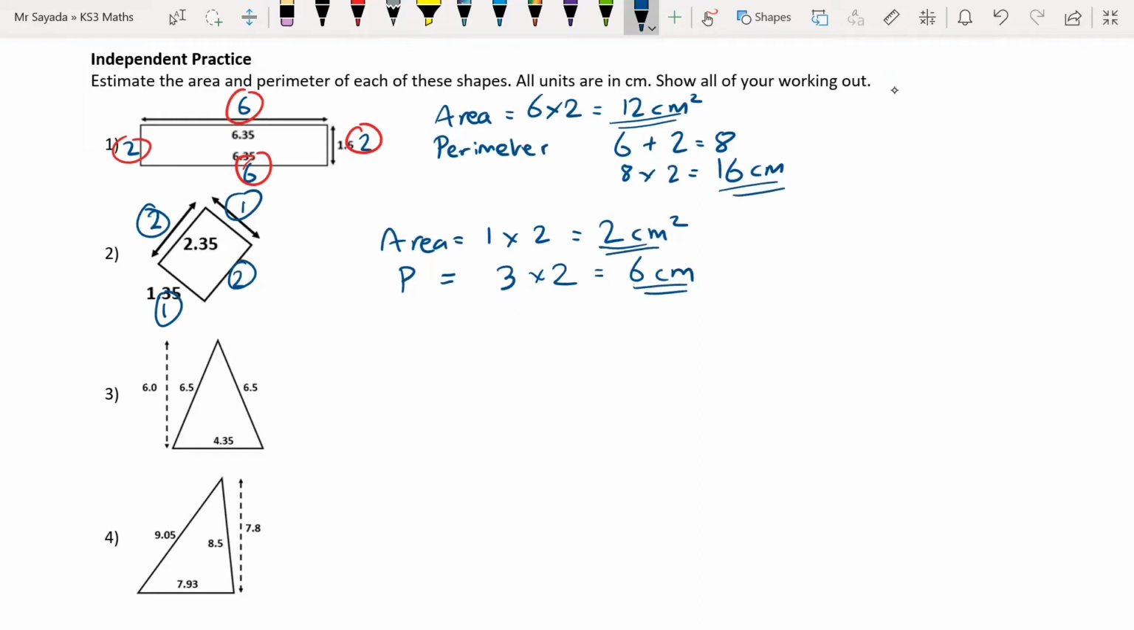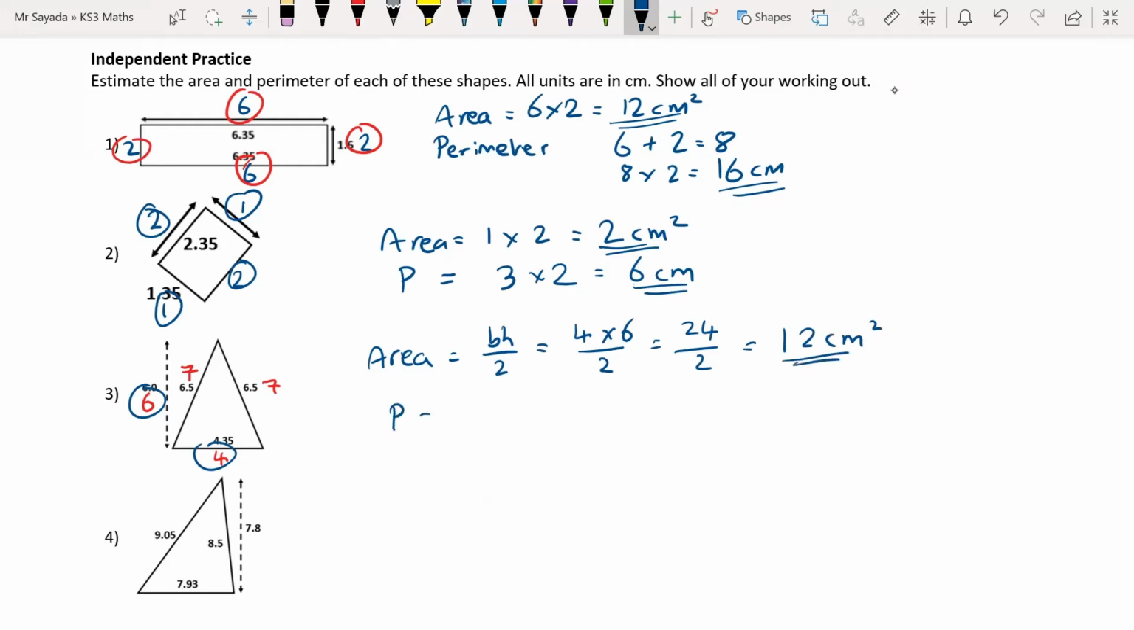Next, we have a triangle, but the first step is to round each number to the nearest integer. So 4.35 becomes 4, 6.5 becomes 7, 6.5 becomes 7, and 6 just stays as 6. So the area will be base times height over 2, which will be here, the base is 4 and the height is 6. So that will be 4 times 6 over 2. 4 times 6 is 24, so 24 over 2, which is 12 centimeters squared. And for the perimeter, you should have done the distance around a 2D shape. So the perimeter here is that plus that plus that, which will be 7 plus 7 plus 4, which is 18 centimeters.